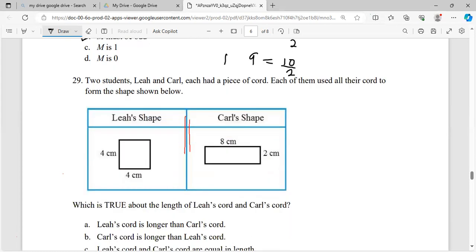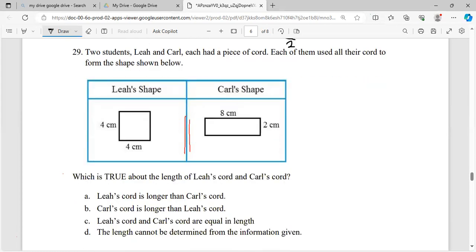Alright. 2 students, Leah and Carl, each had a piece of card. Each of them used all their card to form a shape shown below. So this is Leah's shape. Guys, please ensure you read the heading carefully, alright? And this is Carl's shape.